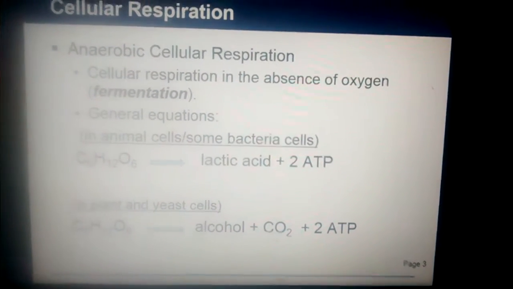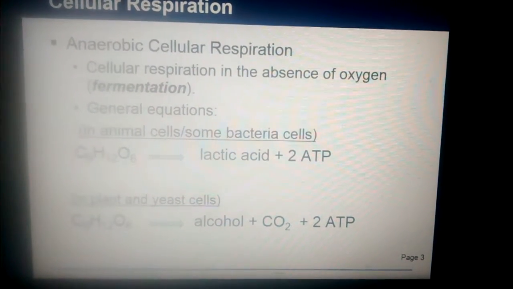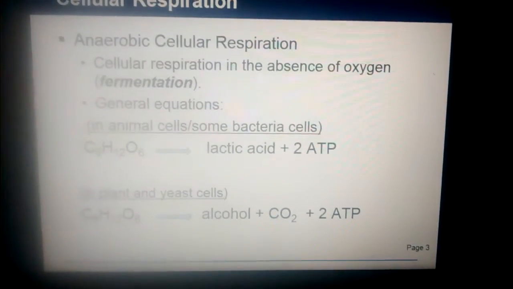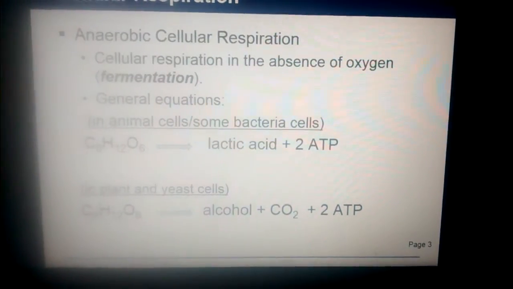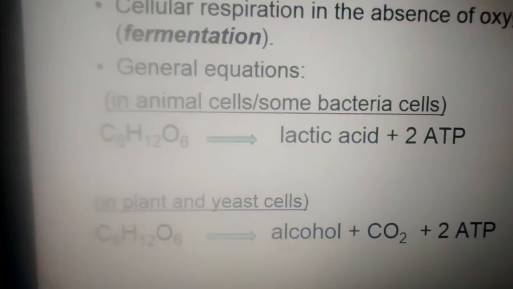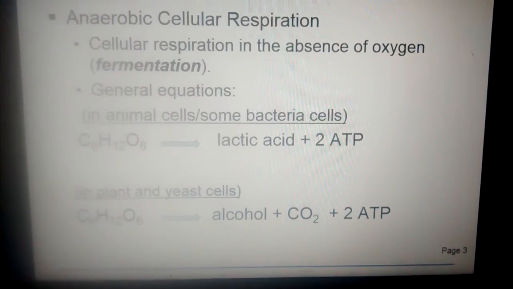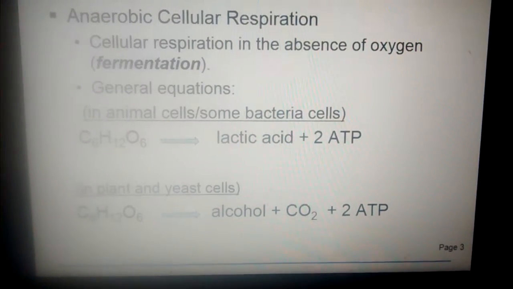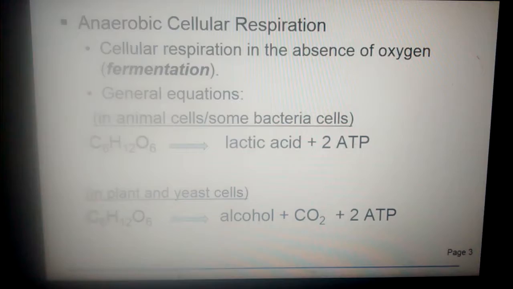So basically, fermentation can occur in 2 different ways, depending upon what kind of cells we're talking about. In animal cells and in many bacteria, in the absence of oxygen, 1 molecule of glucose is eventually converted into a product that we call lactic acid or lactate, and only 2 ATP are produced. So it's a very inefficient way of producing ATP.